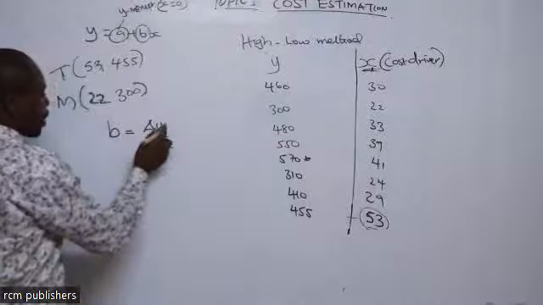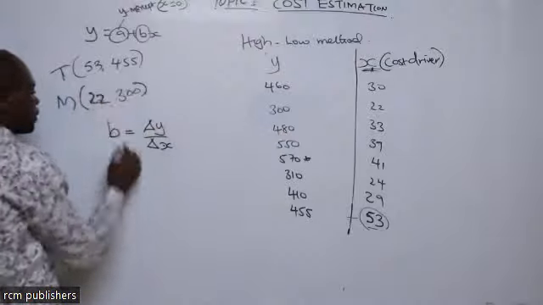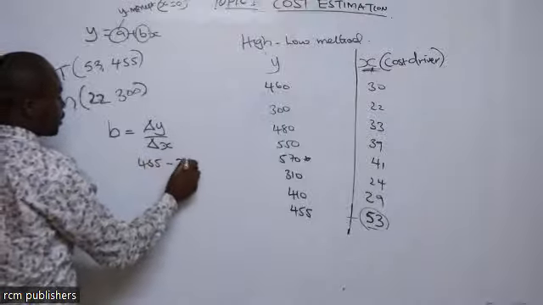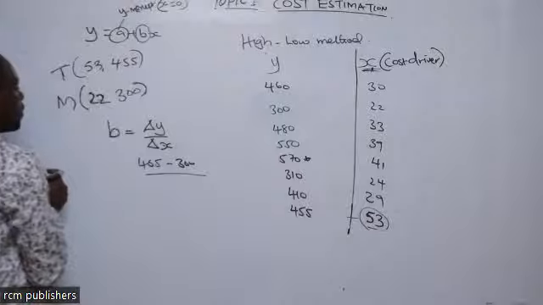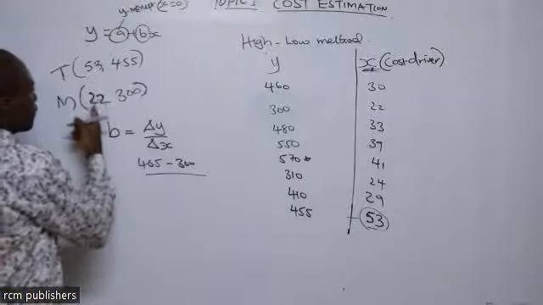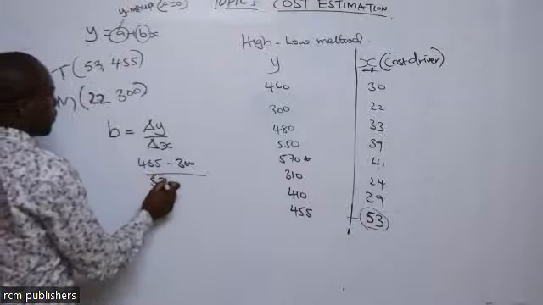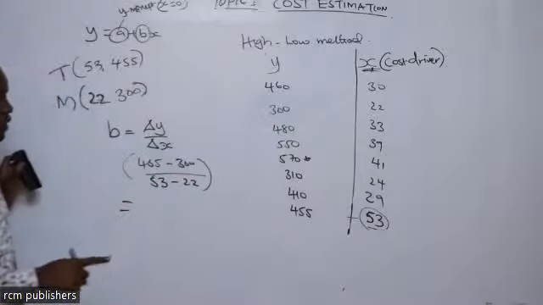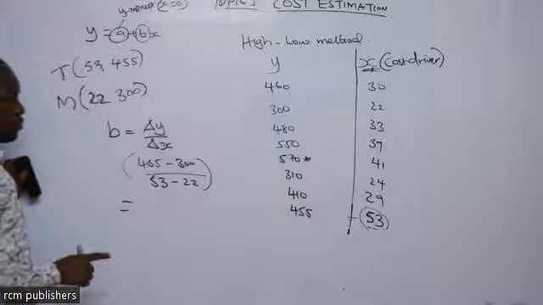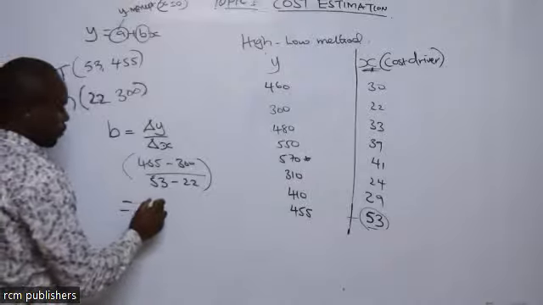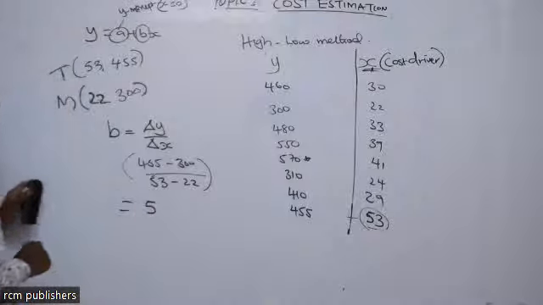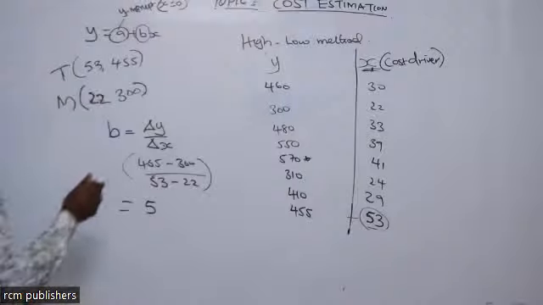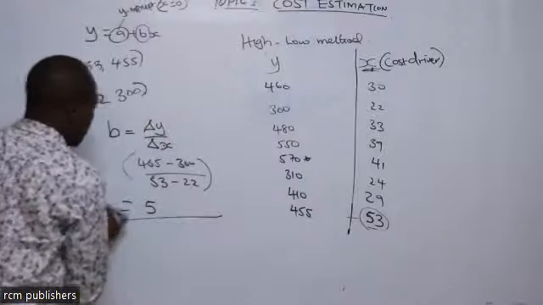Change in Y, we take the highest value of Y, which is 455, minus the lowest 300, over the highest value of x, 53, minus 22. If I apply that, I'm going to get the value of b, which you told me is equivalent to 5. Once we have 5 here, we come to our question.